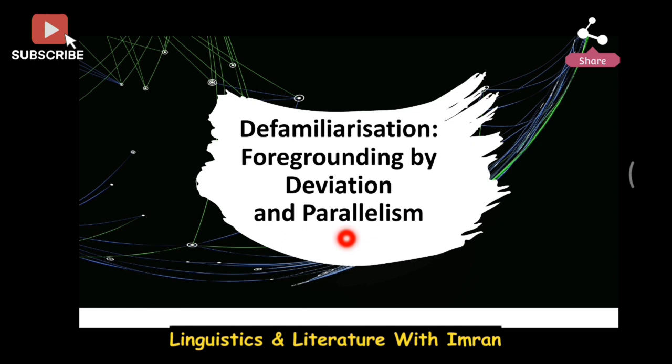This lecture is divided into two parts. In part one, we will discuss in detail what foregrounding is and how foregrounding is achieved through deviation. And in part two of this lecture, we will discuss how foregrounding is achieved through parallelism or parallel structure. Let's begin today's lecture and learn how foregrounding is achieved through linguistic deviation.